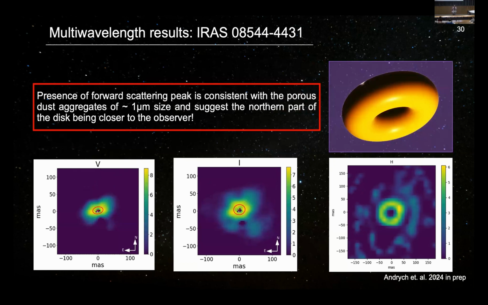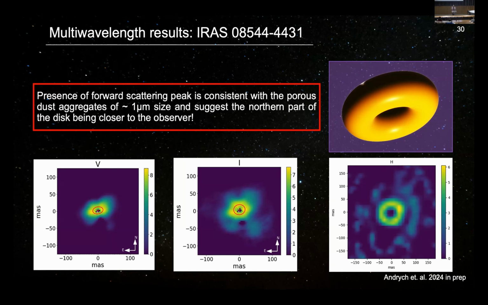We also have investigated the brightness distribution along the disk surface and found that on shorter wavelengths, disk appears to be brighter on the northern side. I'm not sure whether it's seen here, but it's brighter over here than on this side, and it's quite clear in V and I band, so in optical wavelengths, and the effect is less towards the near-infrared H band. This disk asymmetry is a clear sign of more effective forward light scattering on the dust grains in the disk.